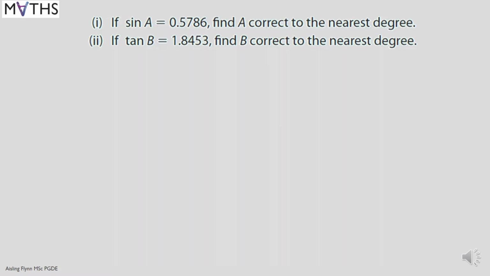Now let's return to our calculators and practice using the inverse functions. Question 1: sine A equals 0.5786, find A correct to the nearest degree. Take your calculator and type what you see. Using the shift button, select the sine inverse function and the bracket will open on your screen, and you're going to type in this value, 0.5786, and press equals. Let me just do that quickly and see what answer we get.